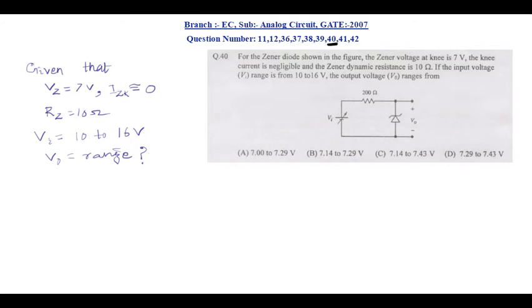By taking these data, we can redraw the circuit, and the circuit will look like this. That is, the Zener diode can be replaced with a 7 volt battery and a 10 ohm resistance.